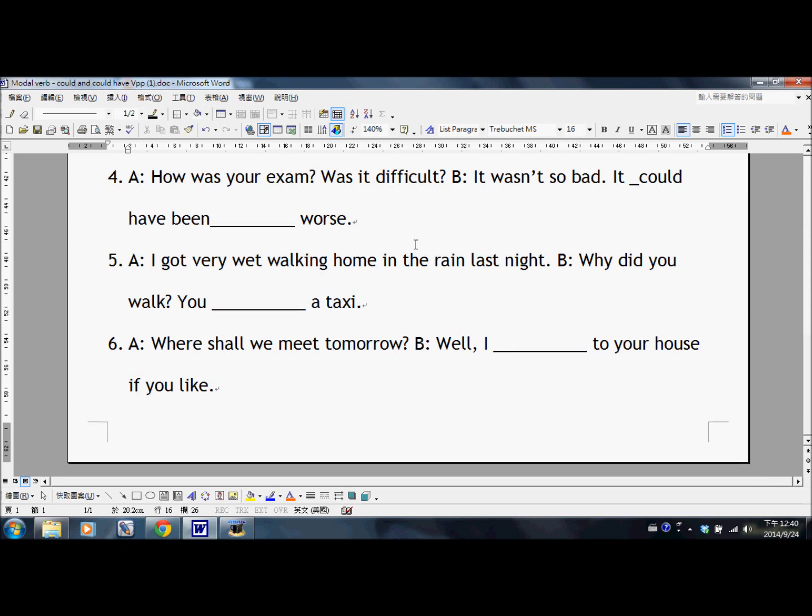Question number 5. I got very wet walking home in the rain last night. Why did you walk? So it was talking about something that happened in the past. So the fact was he walked. But why did you walk? You could have taken a taxi. But the fact was he didn't take a taxi. He walked. So it's talking about something that could have been possible, could have been real in the past, but it wasn't. Number 6. Where shall we meet tomorrow? Well, to your house if you like. So it's talking about something that will happen in the future. We'll use could. I could go to your house if you like.